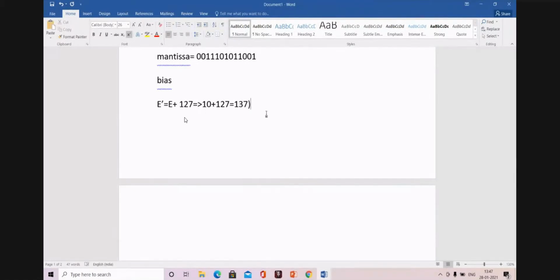Now 137 is with base 10. In the last form, you have to convert this 137 again into binary form, and you will get the answer like this: 10001001 with base 2.